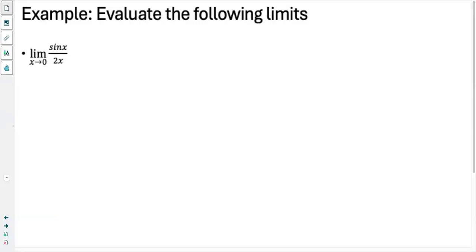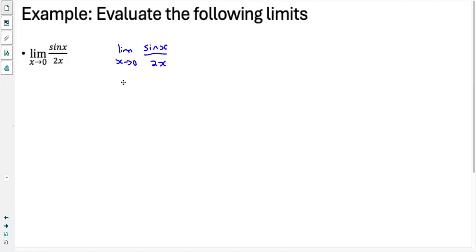Okay, so for example, evaluate the following limits. So our first one we're going to look at is our limit as x goes to 0 of sine x over 2x. So this looks very similar to what we've already dealt with. I'm just going to rewrite it over here. So we've got our limit as x goes to 0 of sine x over 2x.